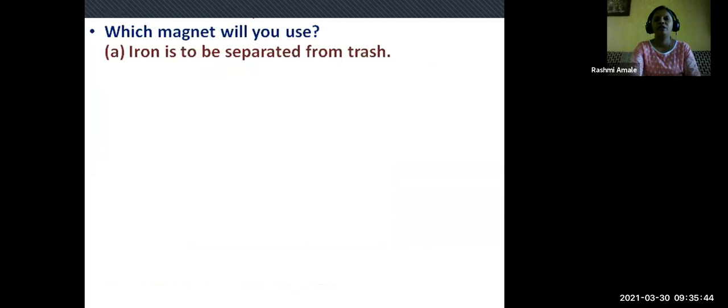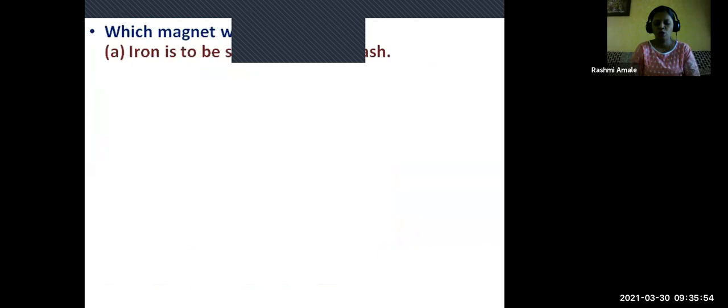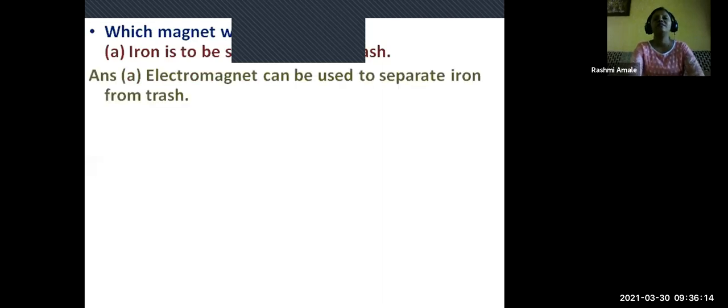Which magnet will you use? Iron is to be separated from trash. Come on, children, this you can answer. Which magnet will you use? You want to separate iron from trash. Trash means you can say waste objects, waste materials. Yes. So the answer is electromagnet. Electromagnet can be used to separate iron from trash.